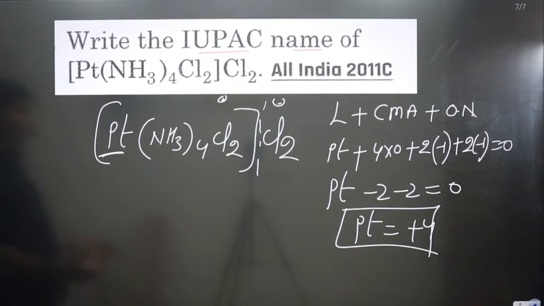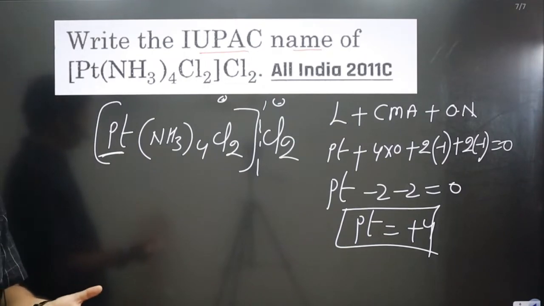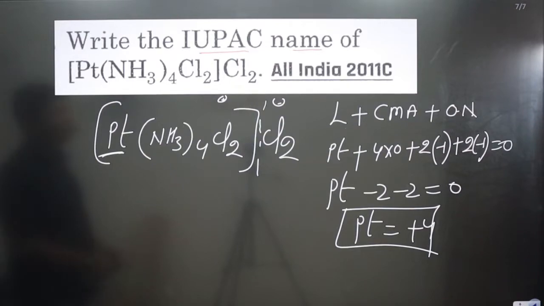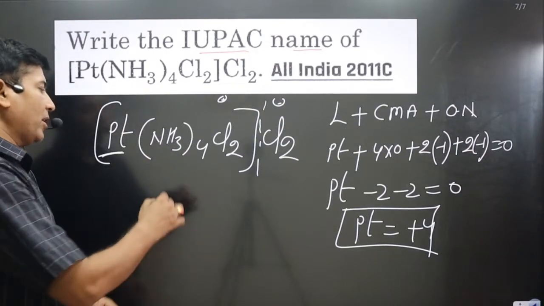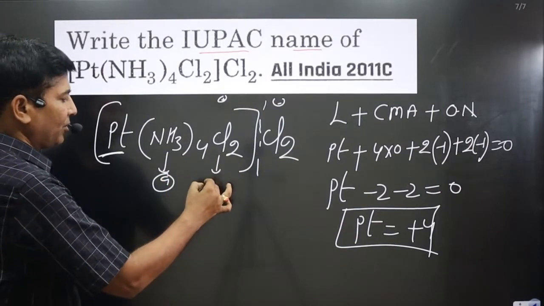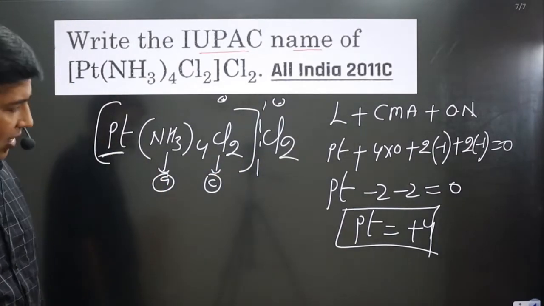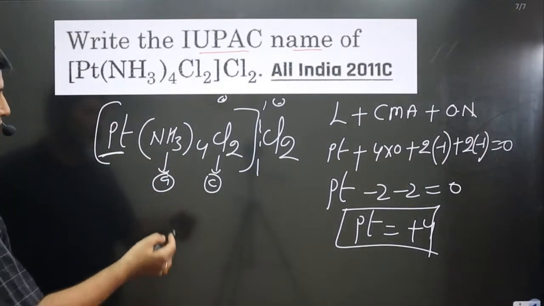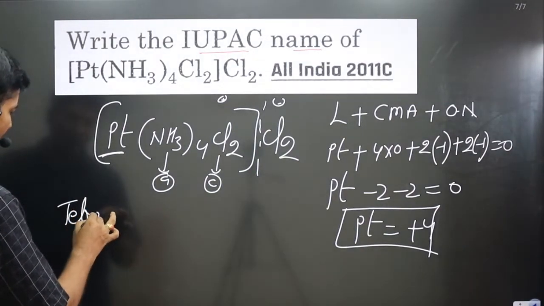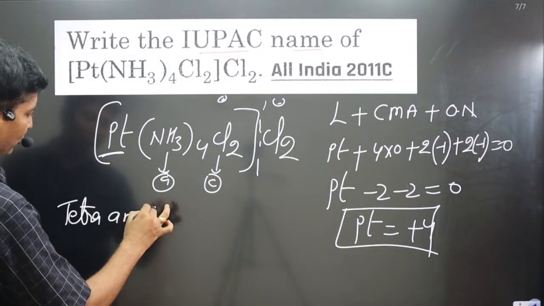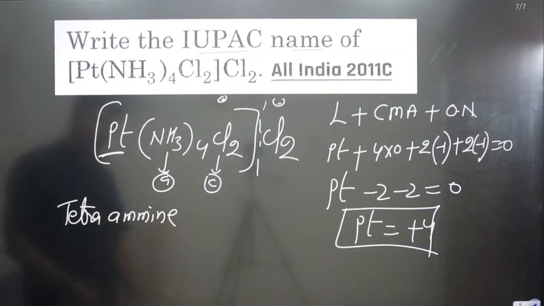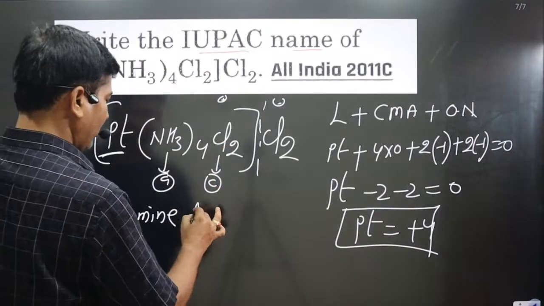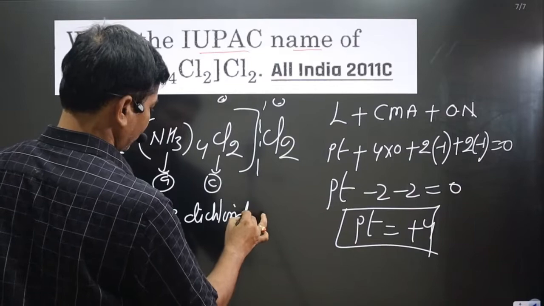Now let's name it. First we have the ligands. If more than one type of ligand is given, we arrange them in alphabetical order. So this is ammine, starting from A. This is chlorido, starting from C. So first we name ammonia. And how many ammonia molecules are there? Four, so we use the prefix tetra. Tetraammine. Keep in mind when you write ammine, double M should be there. Single M you cannot use. Okay, tetraammine. Next, 2 Cl are there. Dichlorido. Chlorido is there. Okay, very good.